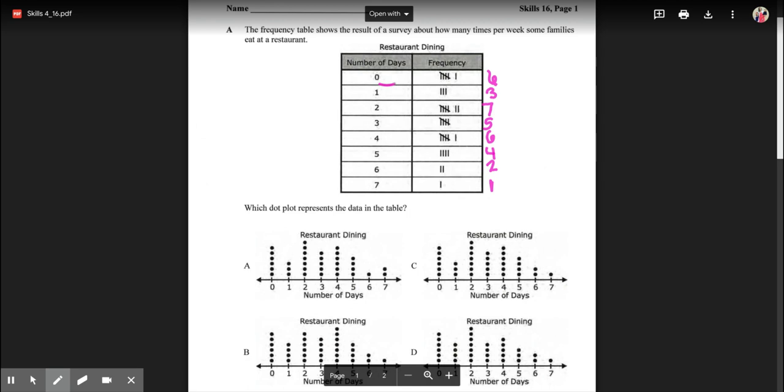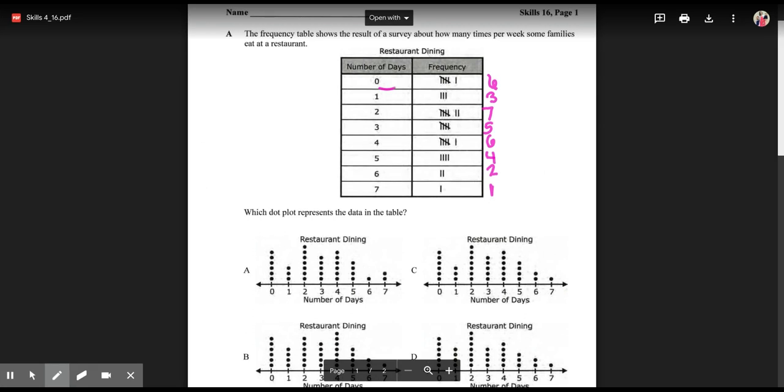So let's look at A, and we're going to count the dots above 0 on A. I like to put a mark or something on them to know that I've counted them. So for 0, on A, I have 1, 2, 3, 4, 5, 6. So that one is 6. Okay, then I'm going to look at B, and I'm going to look at 0. 1, 2, 3, 4, 5, 6. So that one is good.